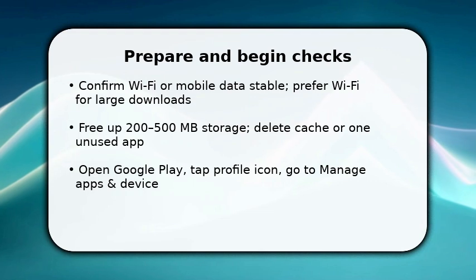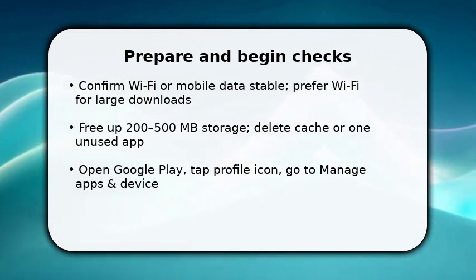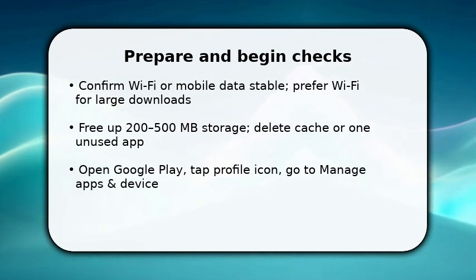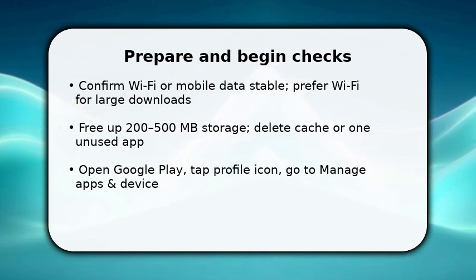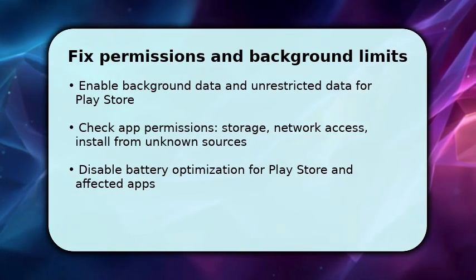Next, open Google Play and tap your profile, then manage apps and device. Once done, check the updates available list and tap Update on a single app to observe any immediate errors or progress. Now you focus on middle-layer causes, permissions, and power restrictions.